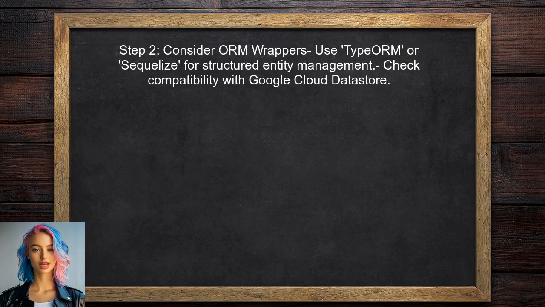Next, the user should consider using an ORM wrapper around the Datastore client. Libraries like TypeORM or Sequelize can be adapted for use with Google Cloud Datastore, providing a more structured way to manage entities and relationships.